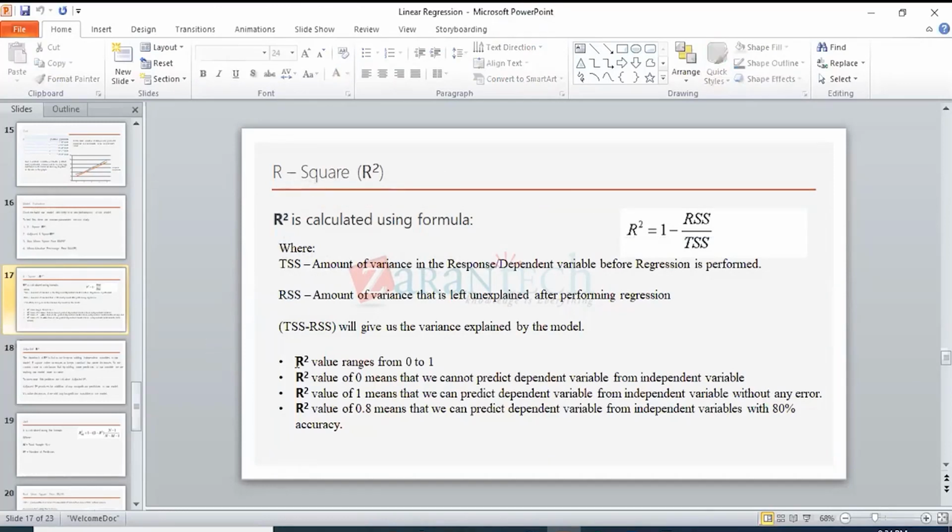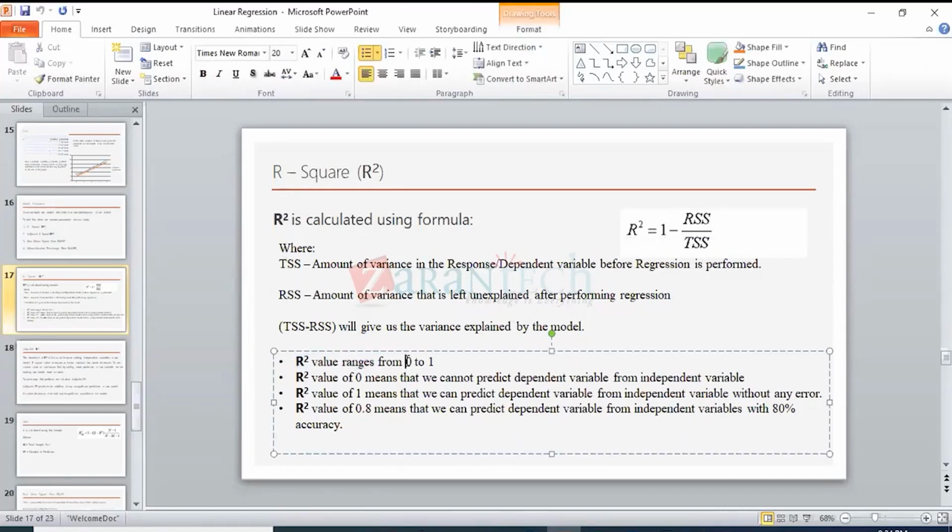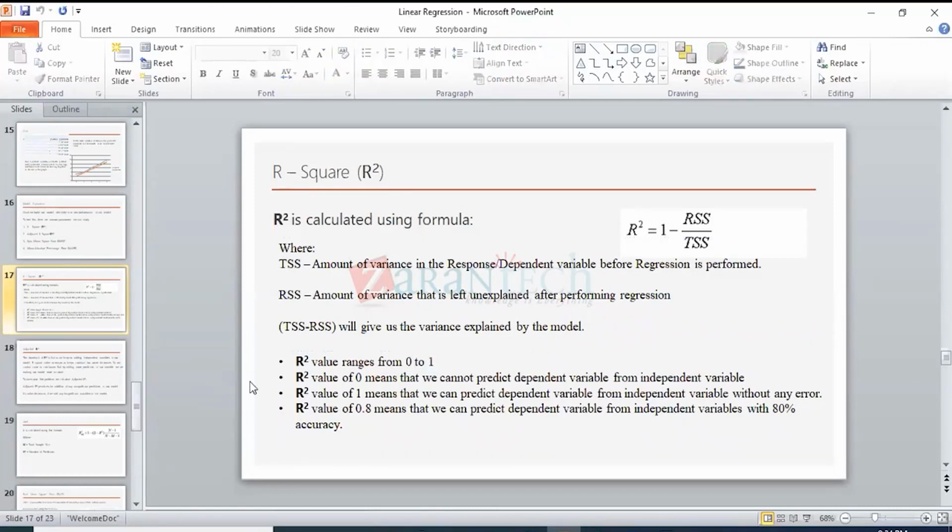The range of R square lies between only 0 and 1. So 0 is the least value, 1 is the maximum value. I'm just explaining how to interpret the values of R square. If the value of R square is 0, that means your model is not good at all. It means that the prediction power of your model is 0%. Whatever value your model predicts, its accuracy is 0%. It's not correct at all.